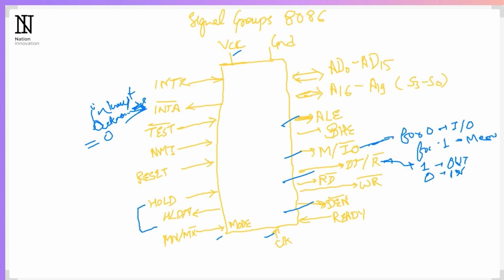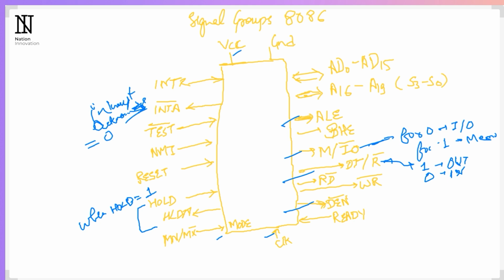Then we have the hold and hold acknowledge signals. When the hold signal is high, it means that some other master is requesting bus access. Therefore, the processor, after receiving the hold request, issues the hold acknowledge signal on the HLDA pin. At the same time, the processor floats the local bus and control lines. When the processor detects the hold line low, it lowers the HLDA line. Hold is an asynchronous input and it should be externally synchronized.